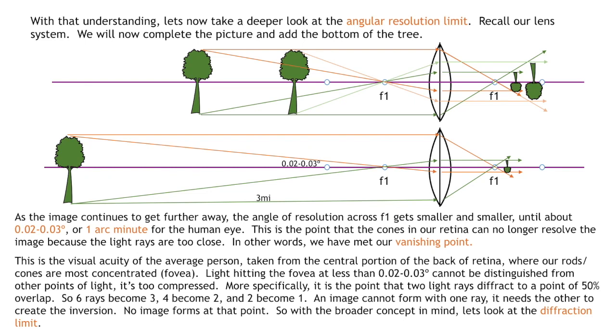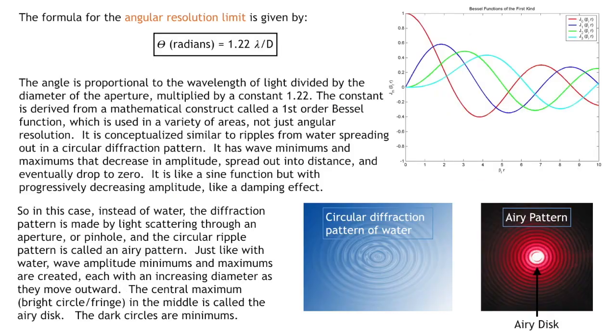So with this broader concept in mind, let's look at the diffraction limit. The formula for angular resolution limit is given by theta in radians equal to 1.22 times the wavelength divided by the diameter of the aperture. The angle is proportional to the wavelength of light divided by the diameter of the aperture, like it says in the formula, multiplied by a constant 1.22.